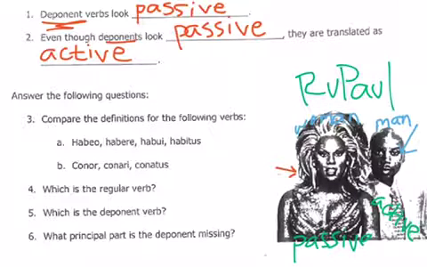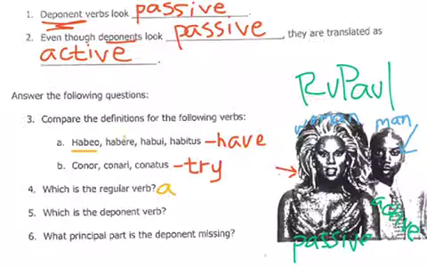Okay, so here we go. We are comparing some words here. This verb habeo, habere, habui, habitus means to have, while the verb conor, conari, conatus means to try. Okay, so which one of these two is the regular verb? That is letter A. Hold on. Oh my gosh, so sorry. Okay, letter A is your regular verb. Your first part ends in an O, your infinitive ends in an RE.